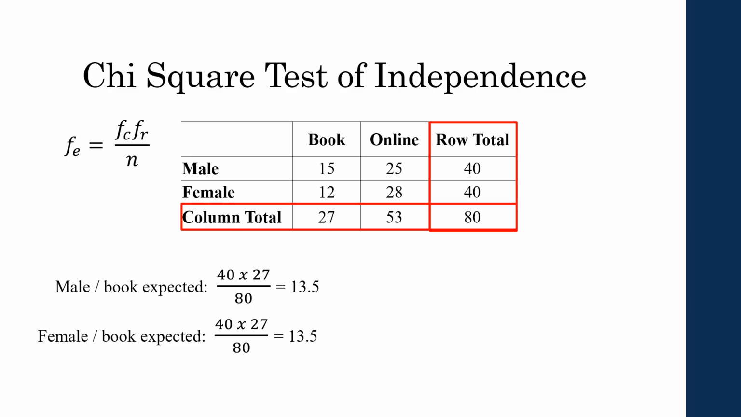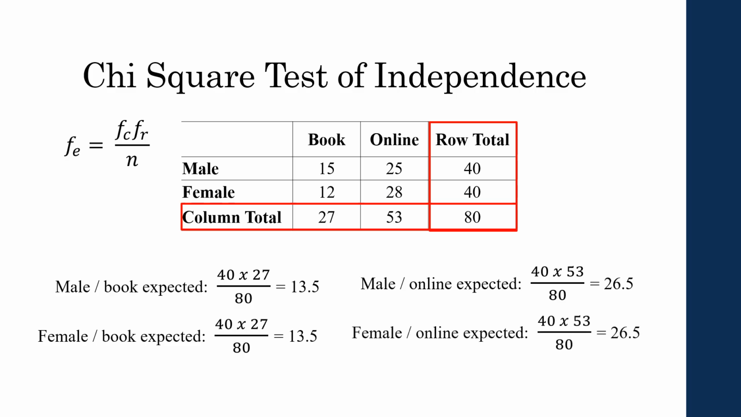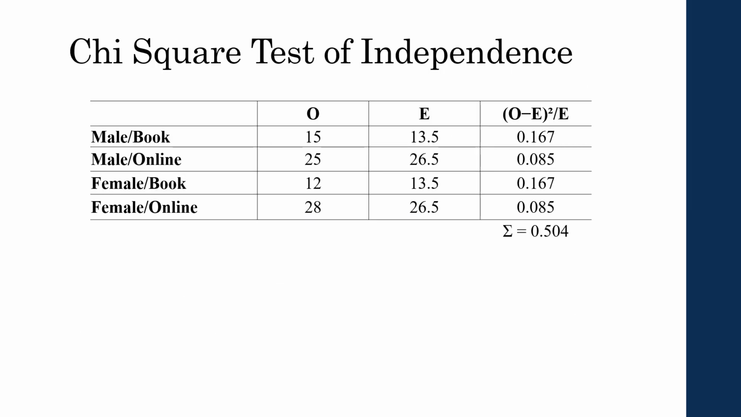For female and book, we again have 40 in the row, 27 in the column, and divided by 80, we have 13.5. We do this for the next column, and we get 26.5 for male and online, and then again 26.5 for female and online. From here, we solve just like we did before, using the table with the observed values, expected values, and the observed minus expected squared over expected values. Again, we sum those numbers and we get 0.504.